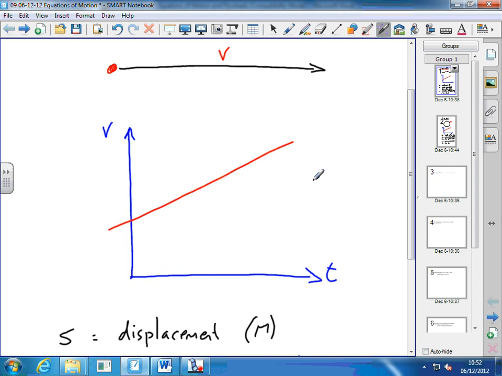So this is representing uniform acceleration. Uniform because we've got a straight line. It's not increasing acceleration and then slowing down the acceleration. It's a constant acceleration. Uniform acceleration, constant acceleration.